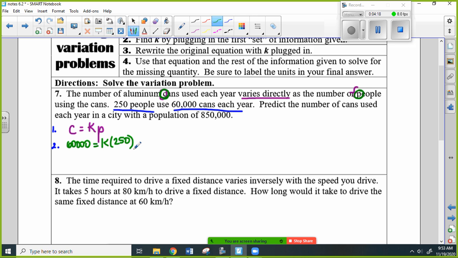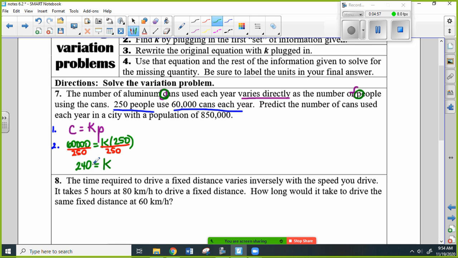Now the only thing I'm missing is K, but I can solve a math problem to figure out what K is equal to. So how do I get K by itself? I'm going to divide by 250. I know not all of you have a calculator right next to you, so I will tell you that 60,000 divided by 250 is 240. So that is the second step.